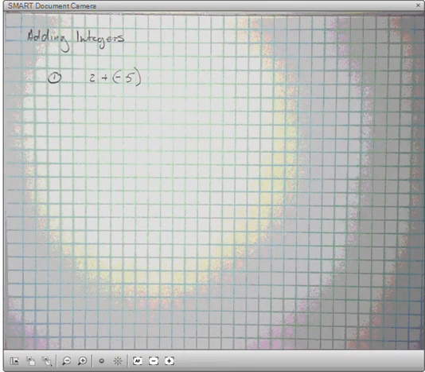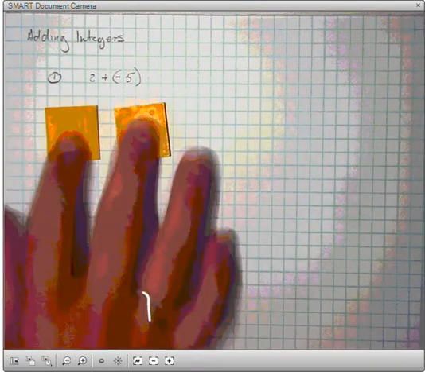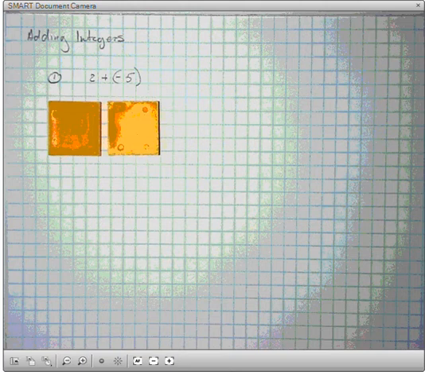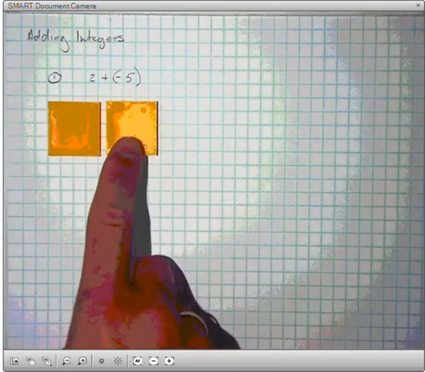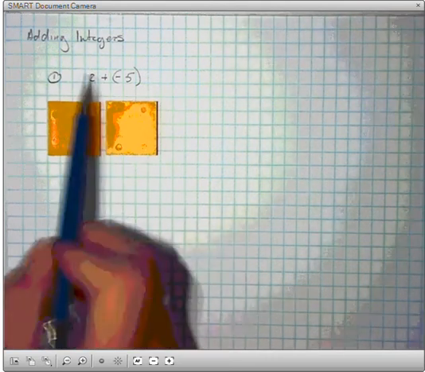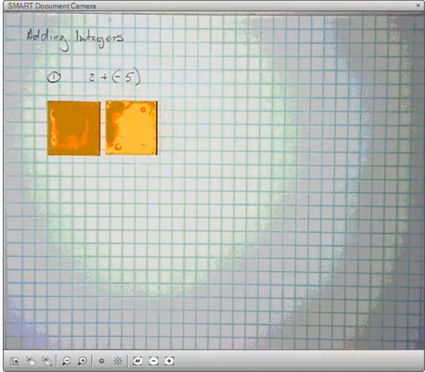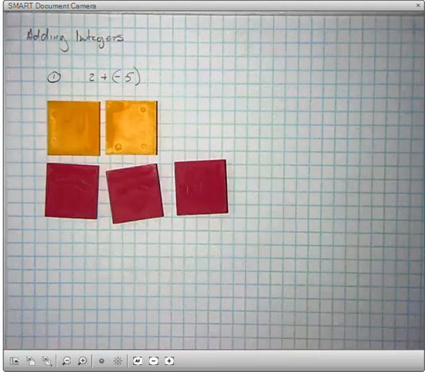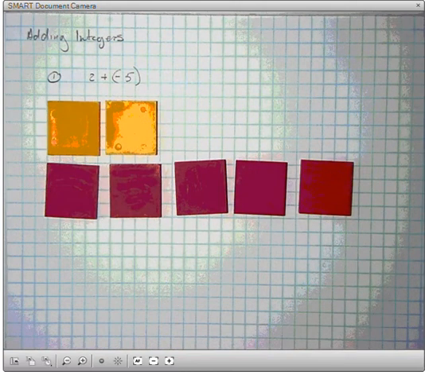And here's how we're going to model those. We're going to have yellow tiles that represent positive numbers. So I've got one tile here, one tile here. Together I have 2 positive tiles. So that represents my first number right there. Then I'm going to add to it 5 negative tiles. Our negative tiles look like this. So that represents our 5 negative tiles.